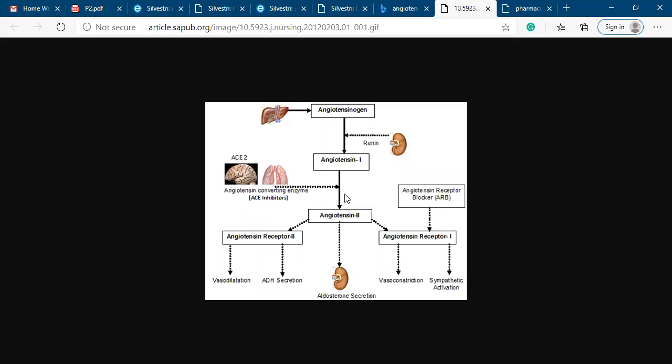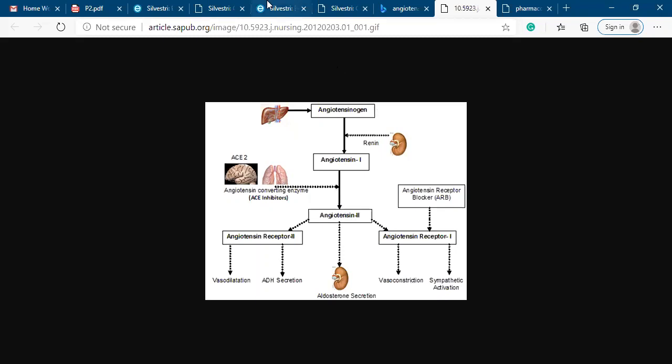But if you know how to stop this angiotensin 2, then angiotensin 2 does not work on the receptor. So no more vasoconstriction, no more sympathetic system activation. So the angiotensin converting enzyme inhibitor basically blocks that way. Angiotensin 1 does not convert to angiotensin 2, and when they do not convert, they do not cause vasoconstriction and the sympathetic system is not activated.